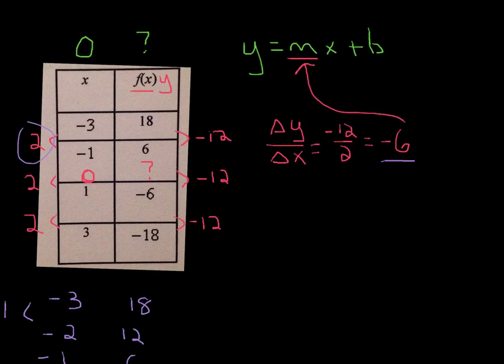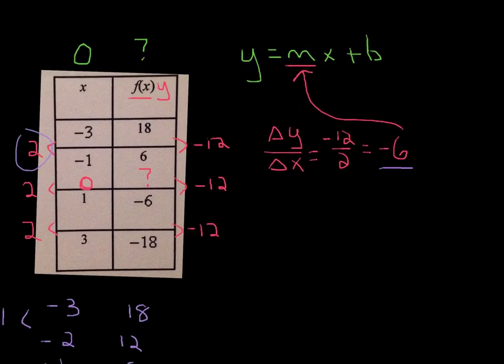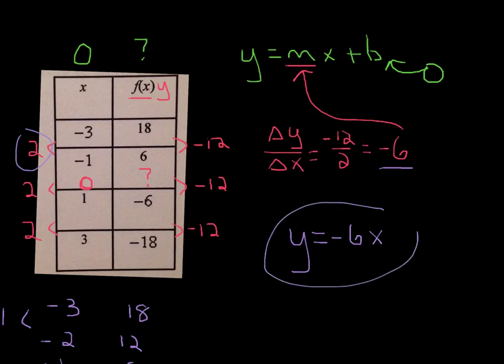So 0 is the y-intercept. So to write my final answer, y equals -6x and then plus 0, when really you don't even need to write the plus 0. So y equals -6x is my equation for this table. And you can do a quick check. Plug in 3 for x. -6 times 3 is -18, so it checks.